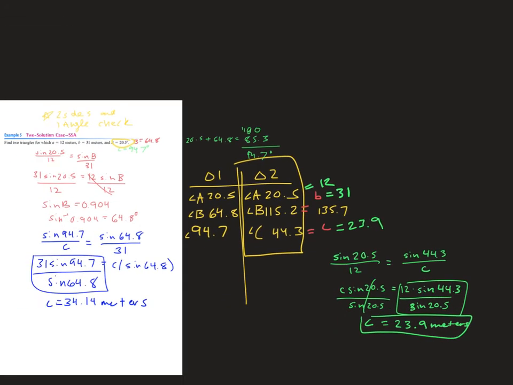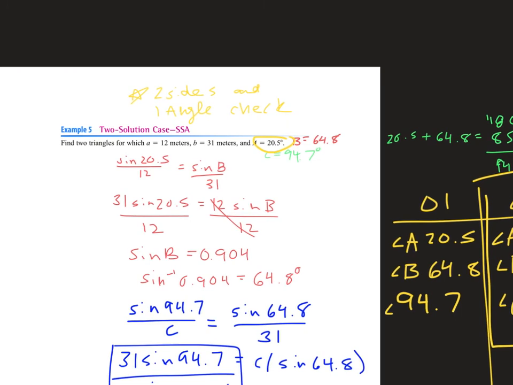So again, anytime we have two sides and one angle, we have to check and make sure we are either going to have no triangles, one triangle, or two triangles. So here we had two triangles.